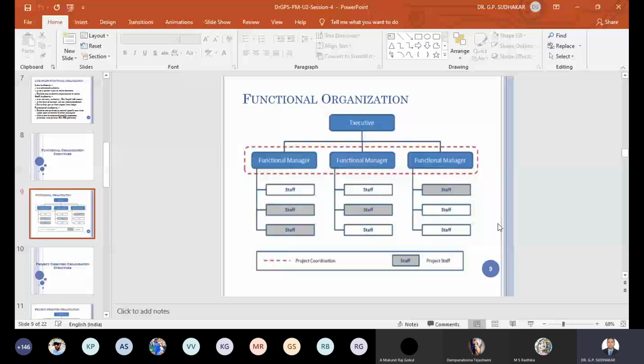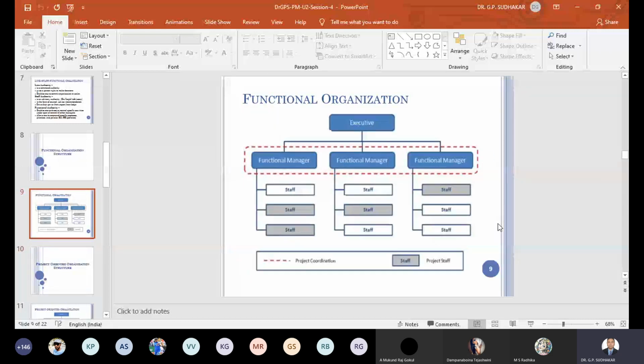project. So the project coordinator has to influence, use his influential skills and execute the project. As such, he does not have budgetary authority or authority over the people or resources, right? That is the functional organization structure. Right, let's move on and learn about the project oriented organization structure. So what is the project oriented organization structure?